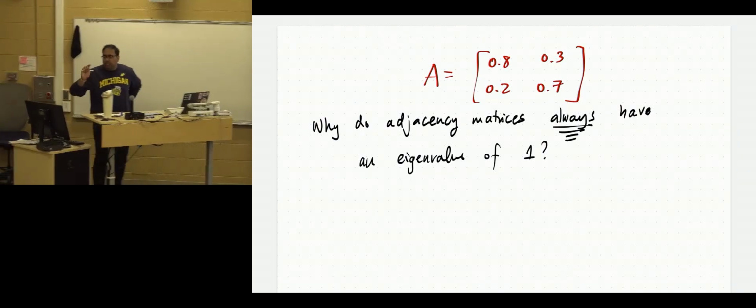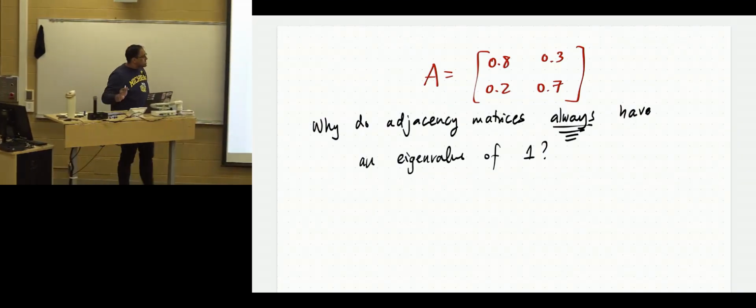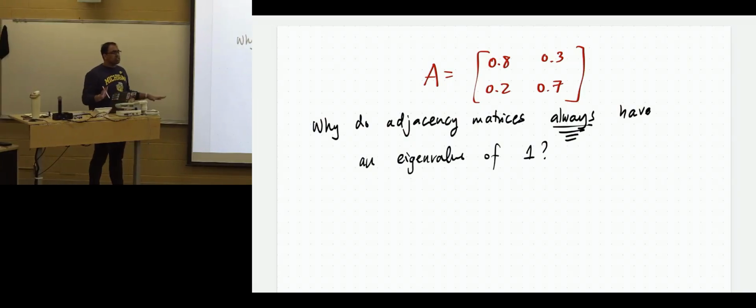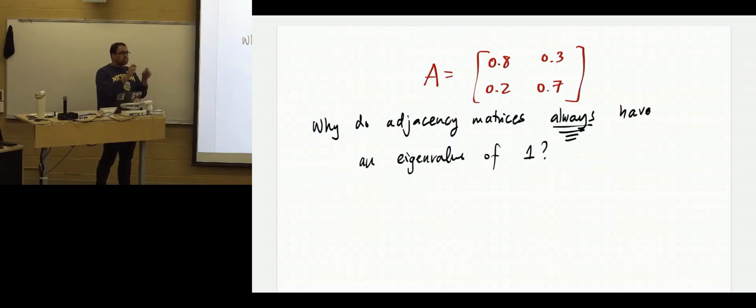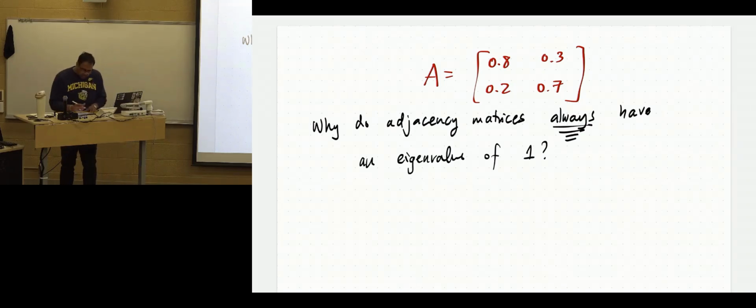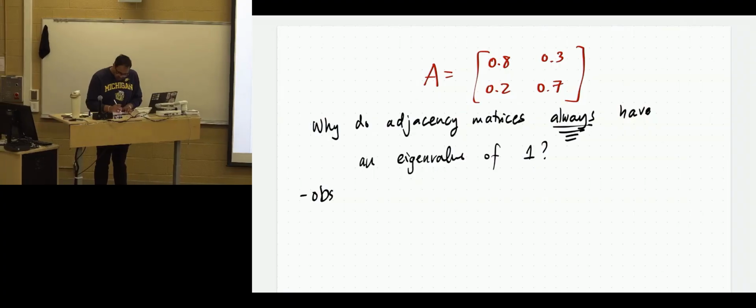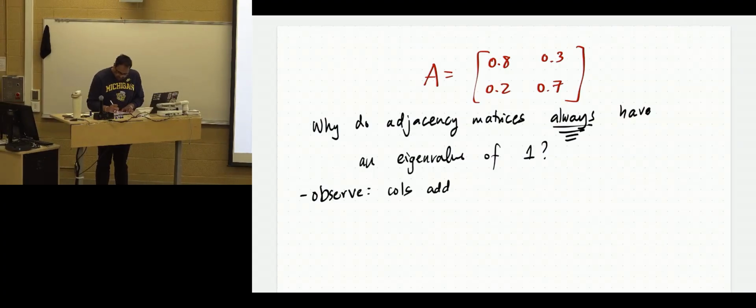Let me take a step back, though. The key observation you use there is that the columns add up to 1. That's what makes this an adjacency matrix. Right? The numbers themselves are non-negative, and they add up to 1. So the columns themselves are valid probability distributions. So observe, the columns add up to 1.